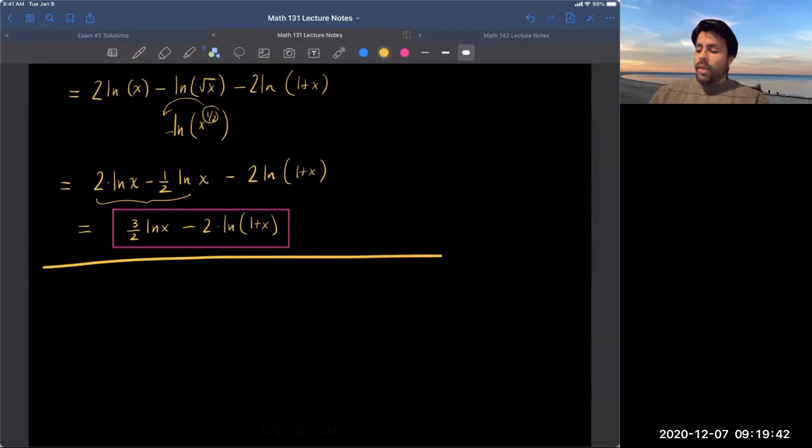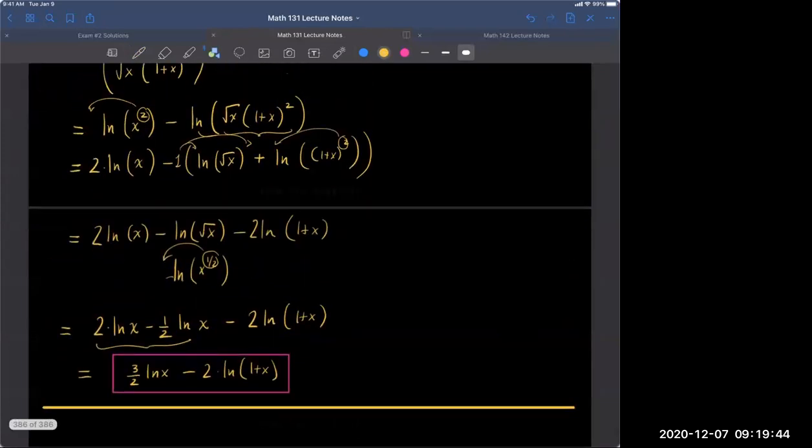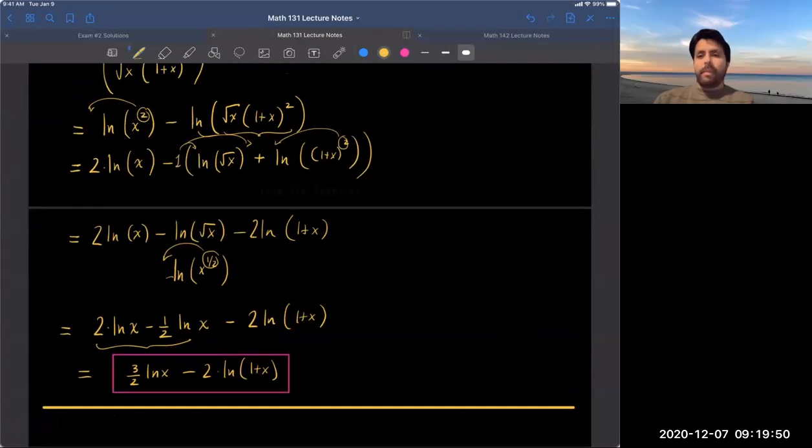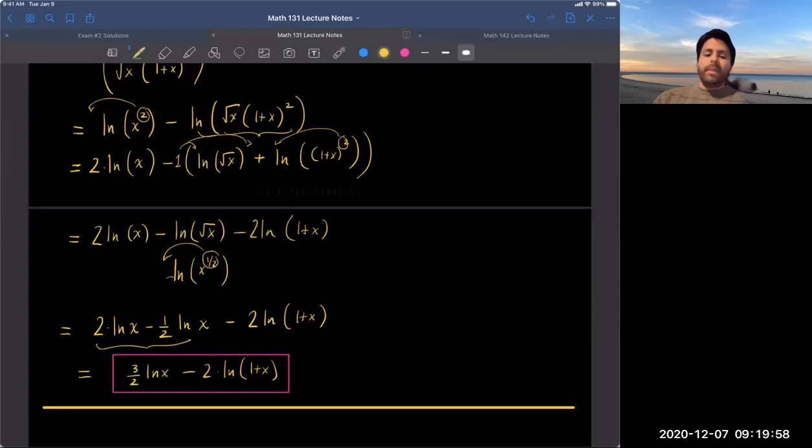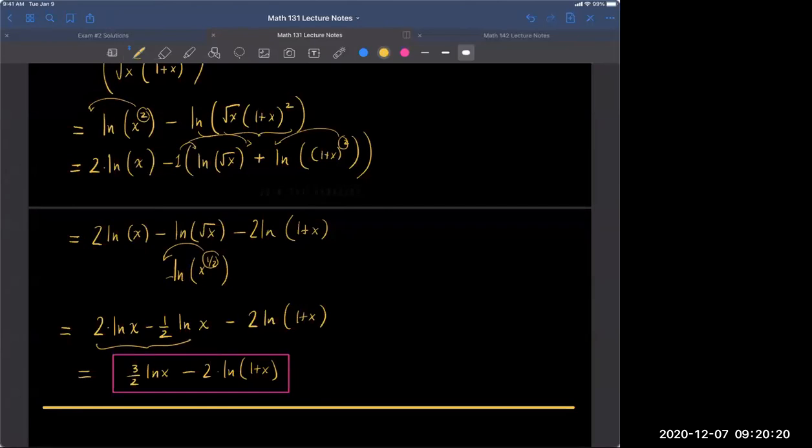Okay, Professor. So for ln, the base is e. Yes. Always and forever. So even though they have the same base, you still wouldn't combine them because the functions themselves are distinct. ln of x is completely distinct from ln of 1 plus x. Sure, they have a commonality that their bases are both e. But if I were to graph ln of x and compare that to ln of 1 plus x, they're 2 different graphs. So they're 2 different functions. Okay.